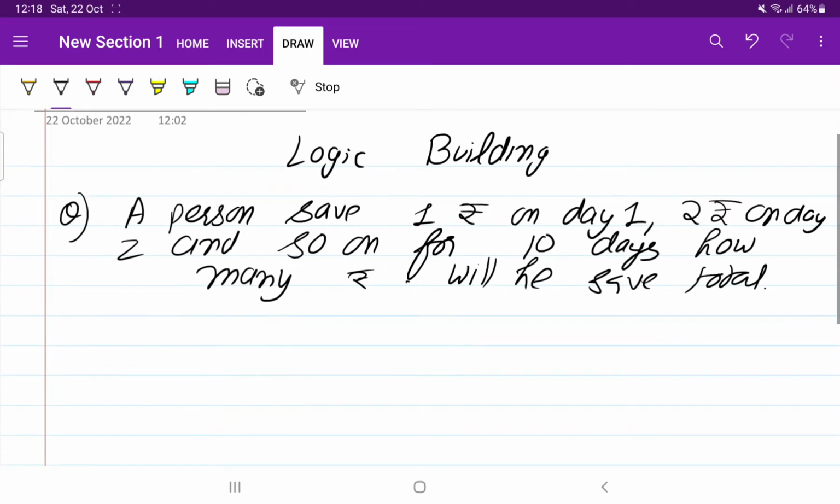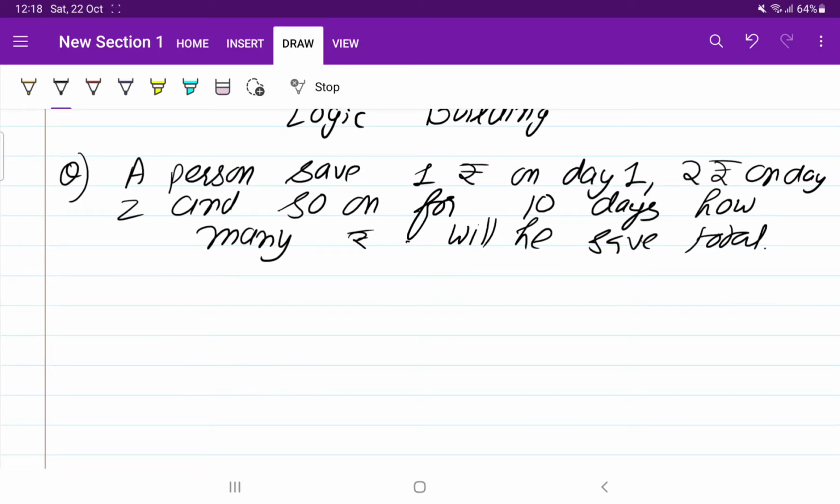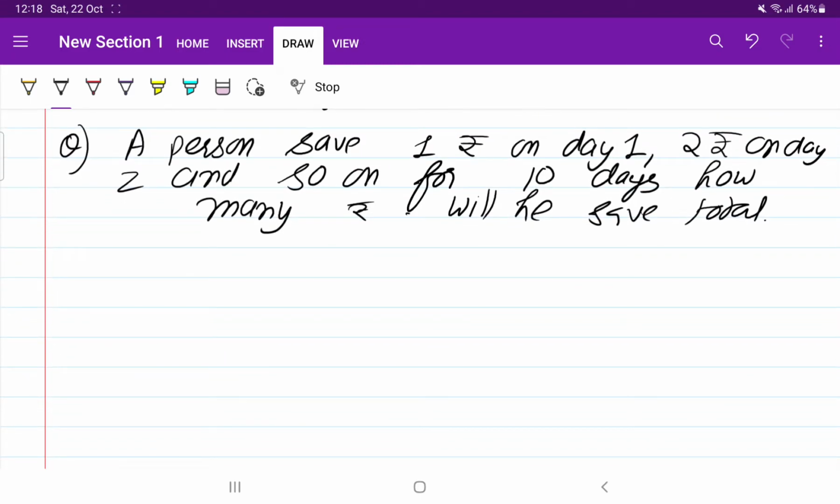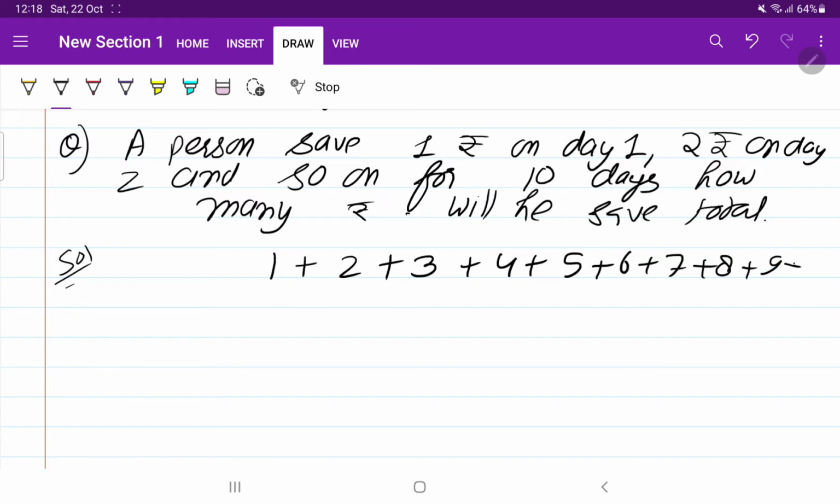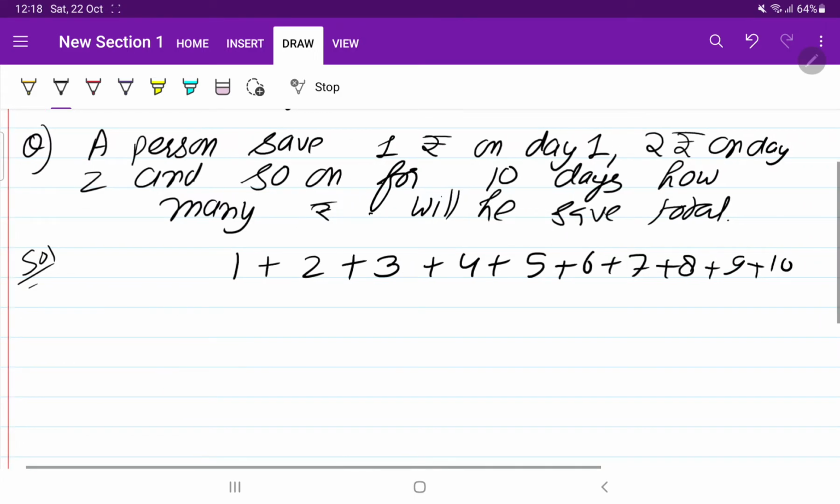So suppose the first question is given to us. A person saves 1 rupee on day 1, 2 rupees on day 2 and so on, and he does this for 10 days. Each day he is increasing 1 rupee. Now if I ask you what is the total money that he saved, what are you going to say? That on day 1 he saved 1 rupee, on day 2 he saved 2 rupees, on day 3, 3 rupees, 4 rupees, 5, 6, 7, 8, 9, and on the 10th day he saved 10 rupees.